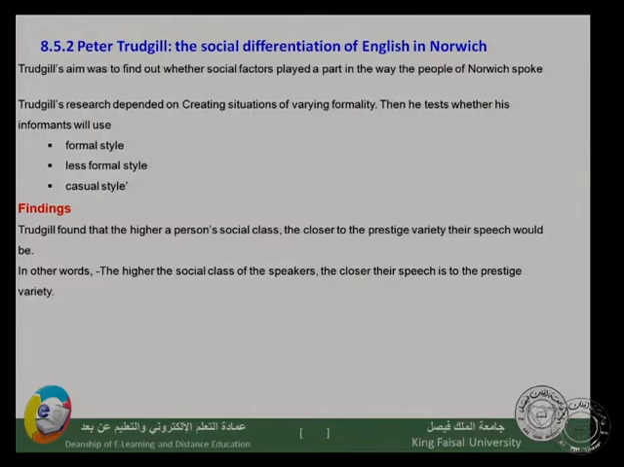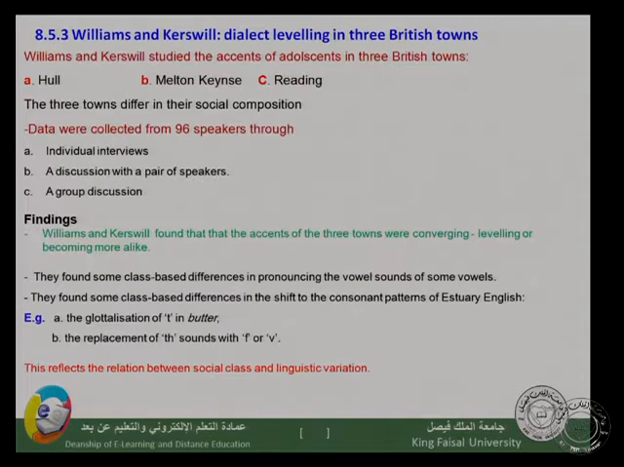In other words, the higher the social class of the speaker, the closer their speech is to the prestige variety. And the prestige variety is the variety which is used by people who have come from an upper class. The final experiment is by Williams and Kerswill, who studied dialect levelling in 3 British towns. They studied the accent of adolescents in 3 British towns: Hull, Milton Keynes and Reading. The 3 towns differ in their social composition. One is high class, one is middle class, and the third is a low class city.